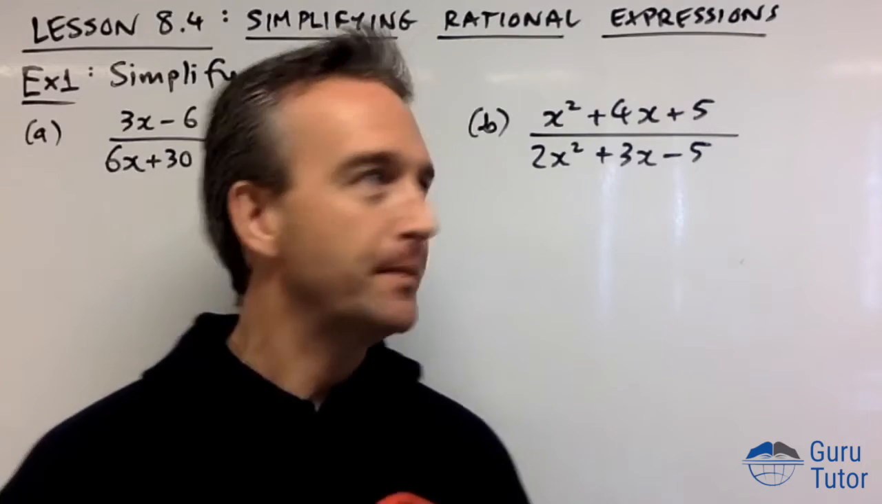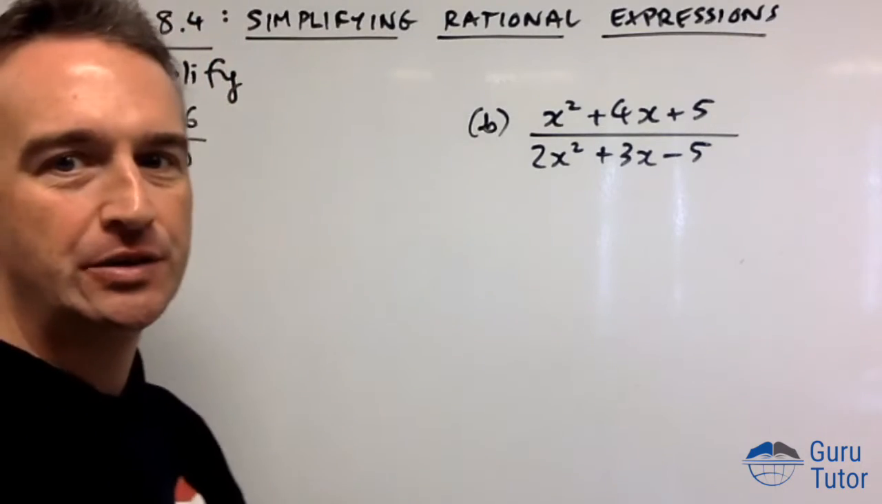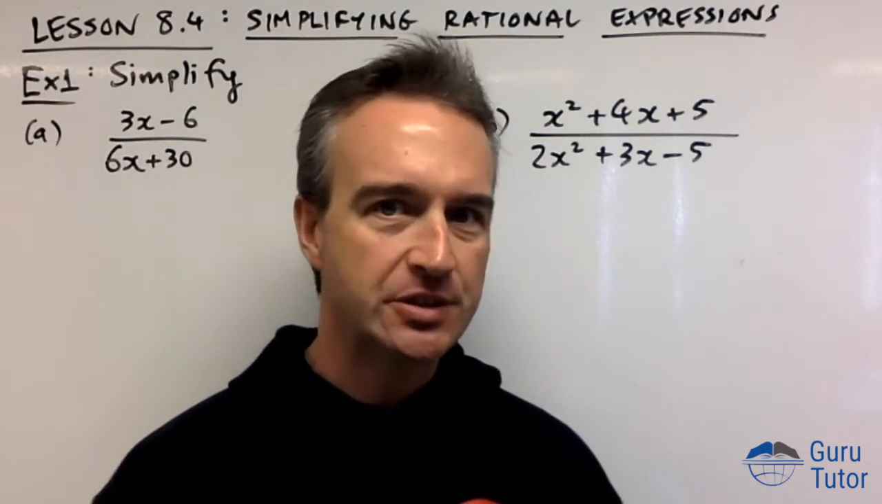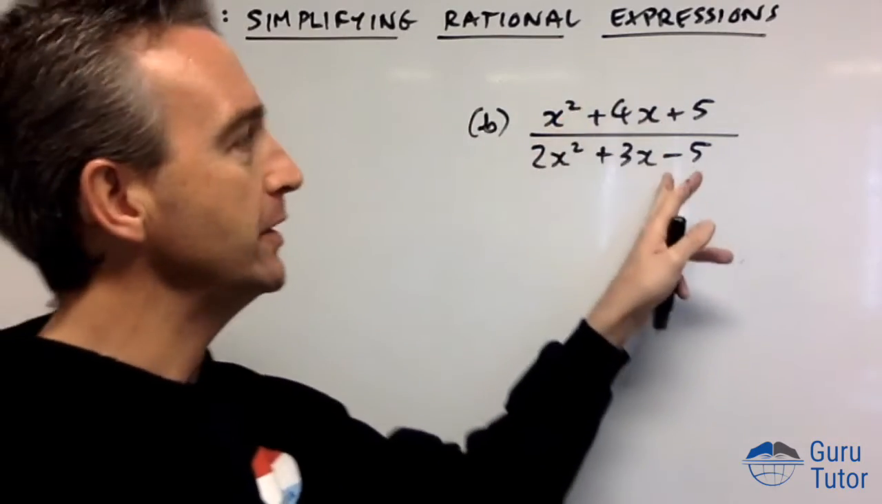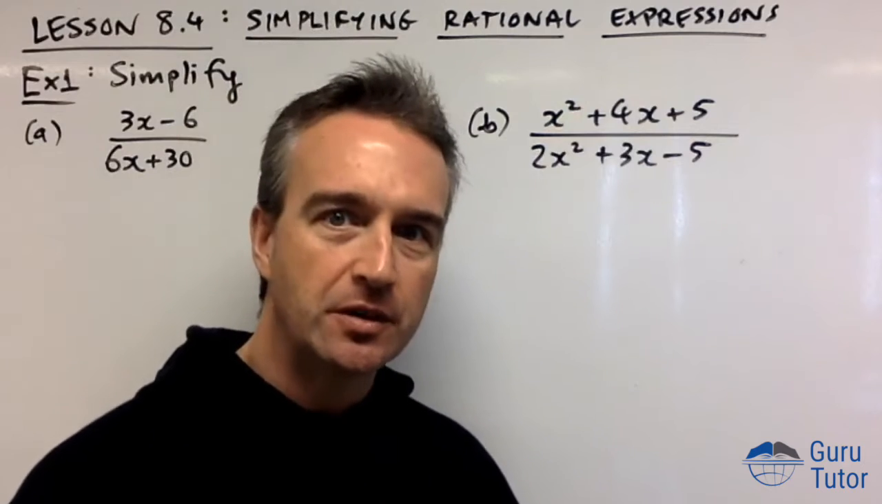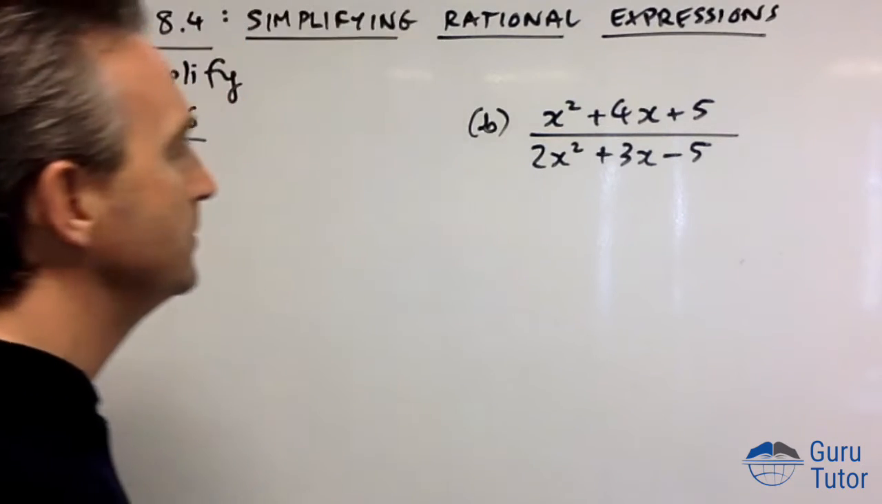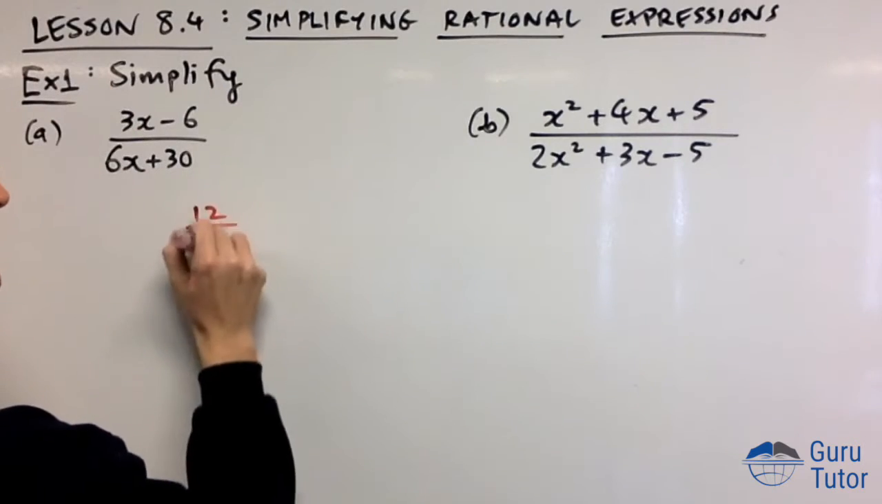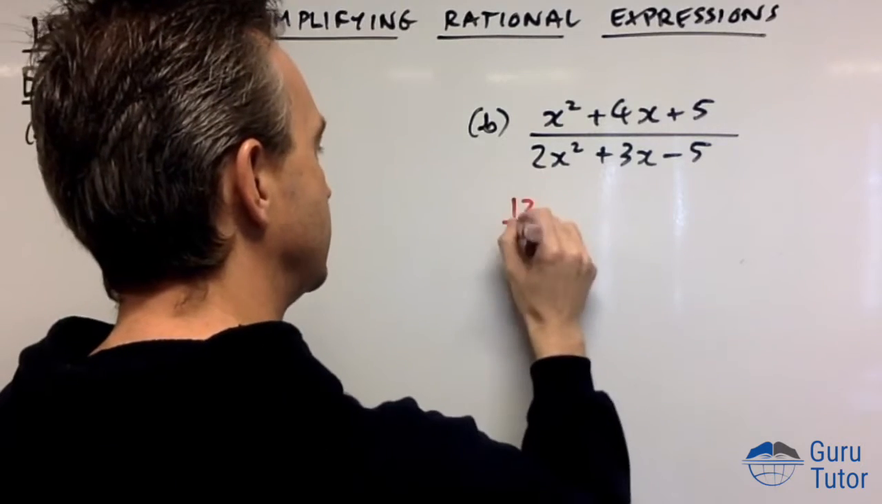So lesson 8.4 is about simplifying rational expressions. When we say a rational number, we mean a fraction, right? A rational expression is one polynomial over another, like a fraction. So it's still kind of talking about fractions. Before we start, tell me, which of these is correct? 12 over 16.